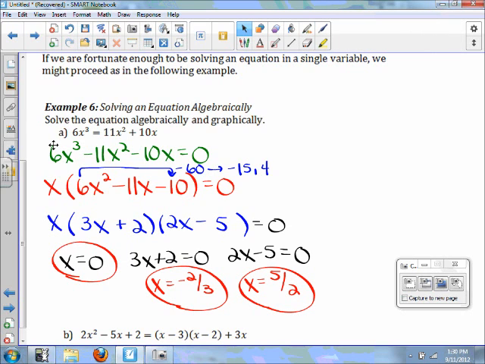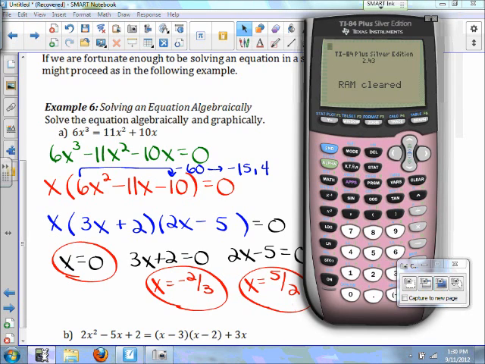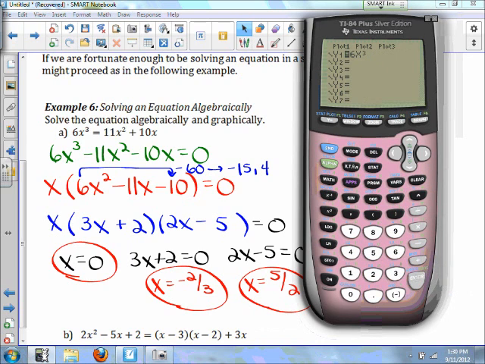Now it does say to solve it graphically. So what we're going to do here, in for y equals, we're going to put in 6x cubed into our first y equals, and 11x squared plus 10x into y2. And then since it looks a little jumbled by the origin, I'm going to zoom in one time. There's our answers right there.